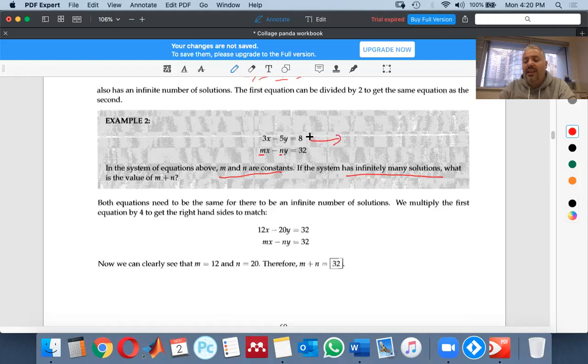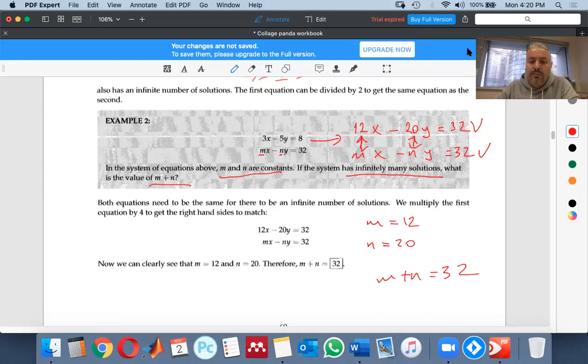Instead of this, I can multiply by 4, which is 3 times 4, 12x, and 5 times 4, 20y, and 4 times 8, 32. And the second line is mx and ny, 32. Since the two right sides are 32 and 32, the left sides must be the same to have an infinite solution. So it is clear that m is equal to 12, n is equal to 20. That's it. By the way, the question asks to find m plus n. So m plus n is equal to 32.